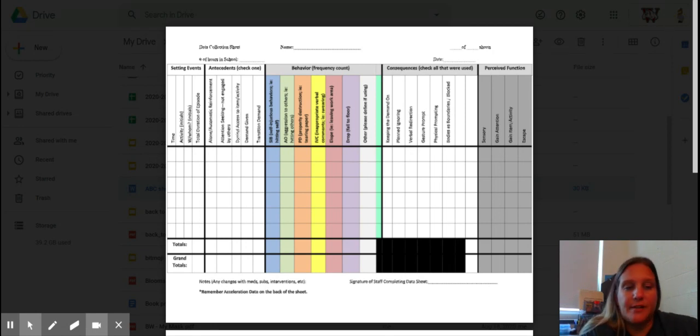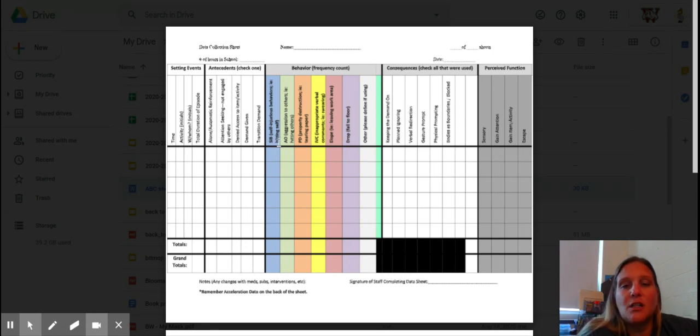Denied access is just that, being told, no, you can't have something right now, this isn't available, we can't go there, things like that. Demand given is, again, just that. It's giving the student something to do and they don't want to do it. Transition demand is very similar to demand. However, it's a specific transition demand that's given. So, having them transition from a break to work, that would be a transition demand if there were problem behaviors.